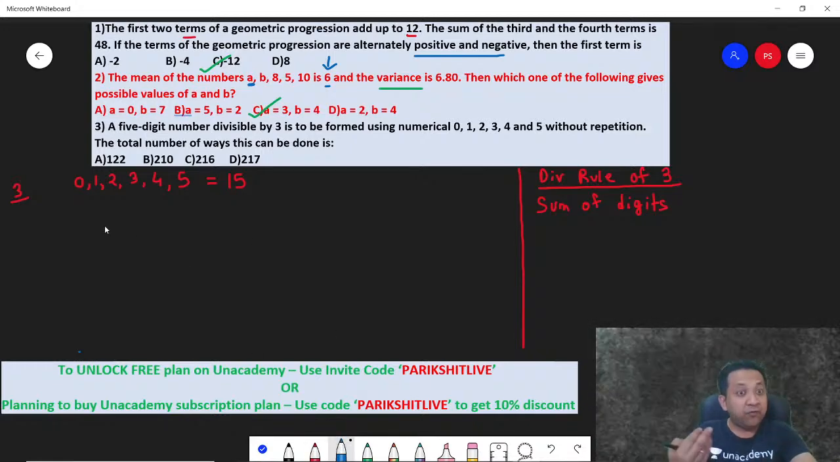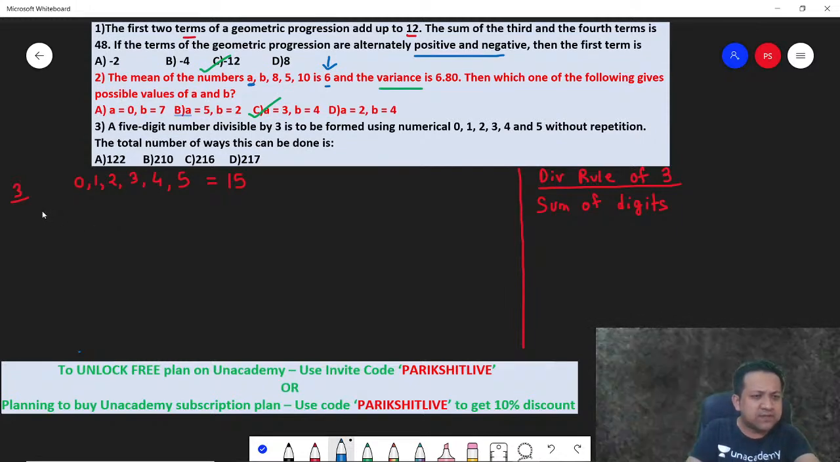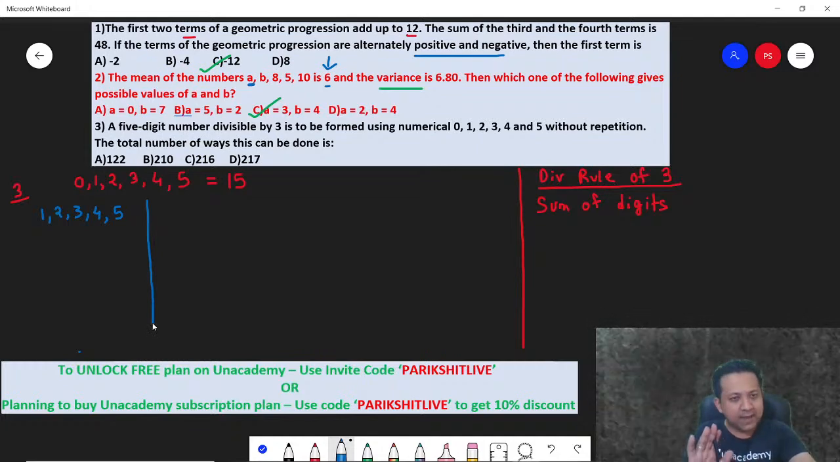So I think one way would be 15 is divisible by 3, but I need only 5 digits. So fine, remove the 0. You can have 1, 2, 3, 4, 5. So 5 digits. The sum of these 5 digits will be divisible by 3.